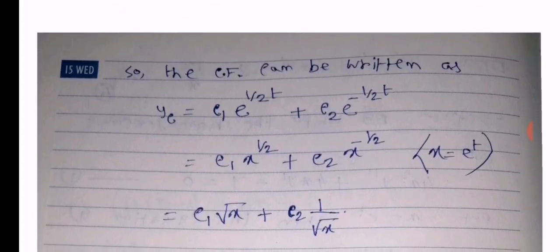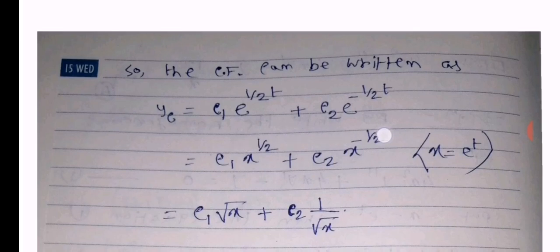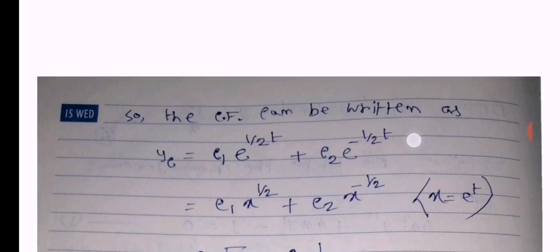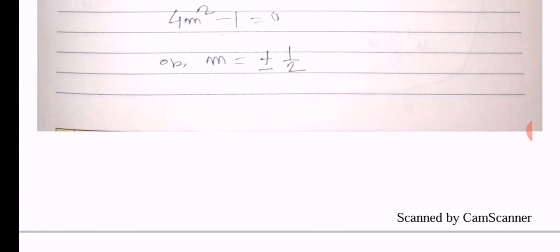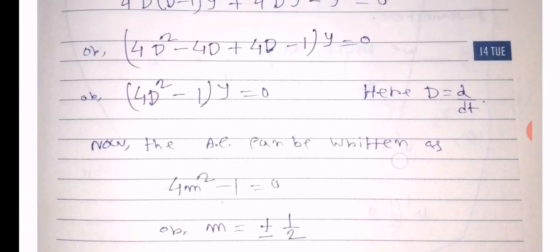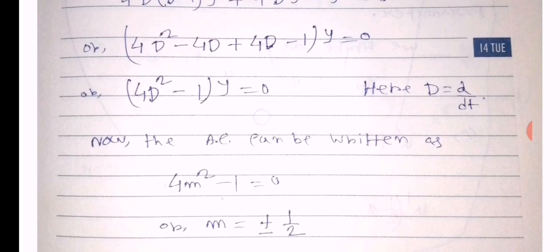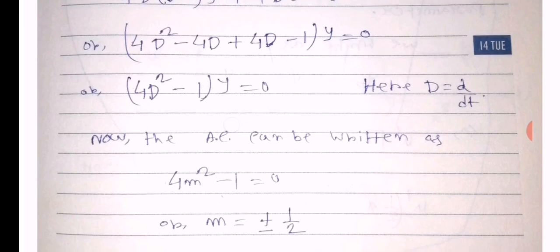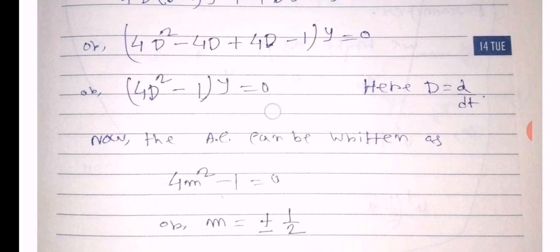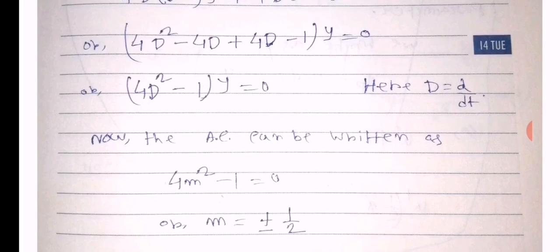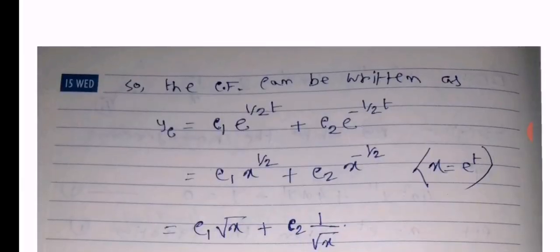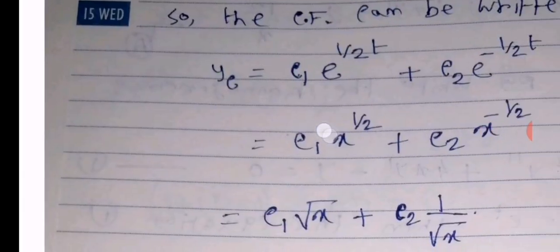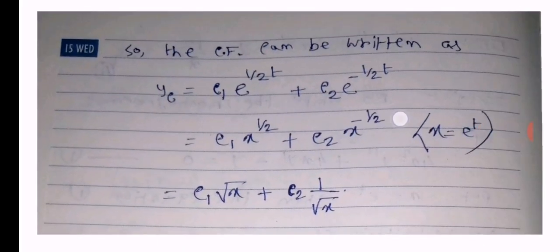Finally, the complementary function we can write as yc equal to c1 e to the power half t plus c2 e to the power minus half t, because half and minus half are the roots, and D is d by dt. Here the independent variable is t, so this equation includes t, not x. So you need to write yc equal to c1 e to the power half t plus c2 e to the power minus half t.